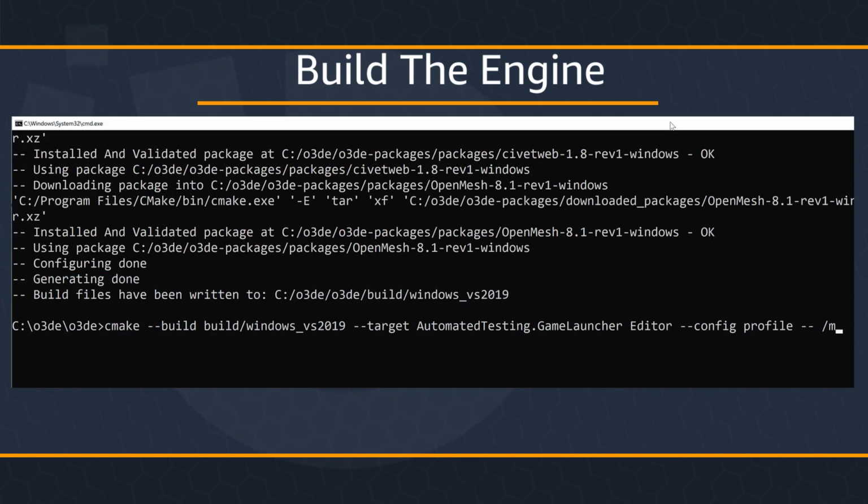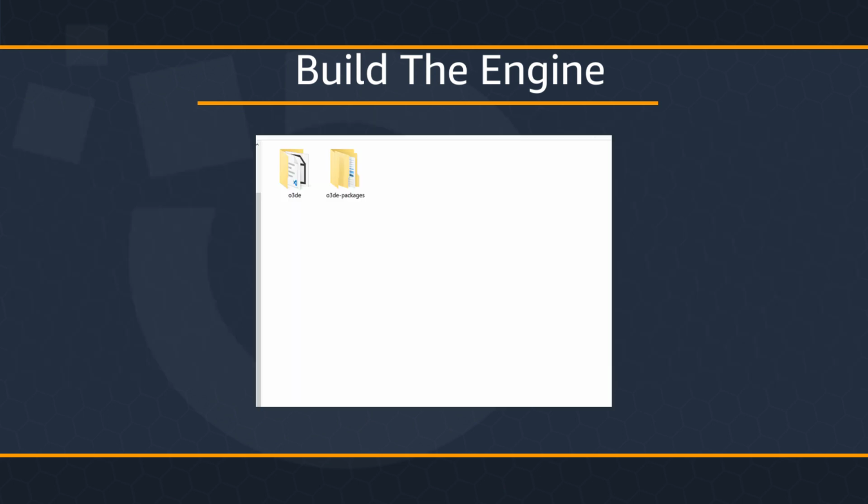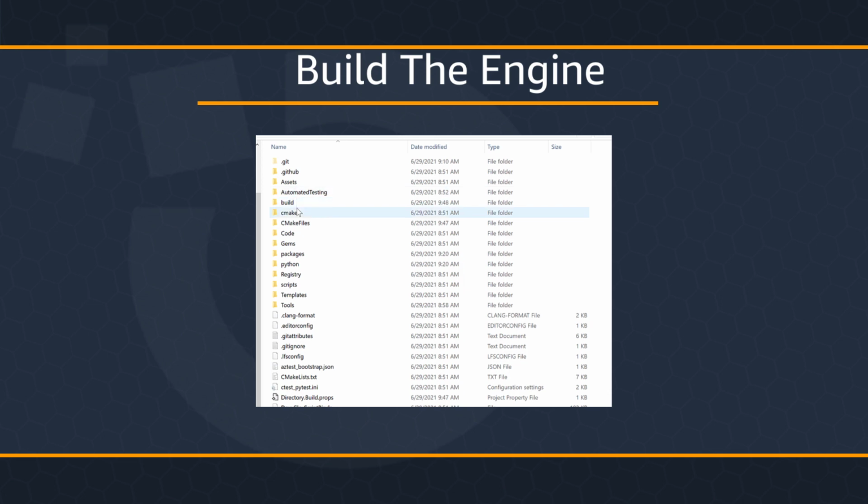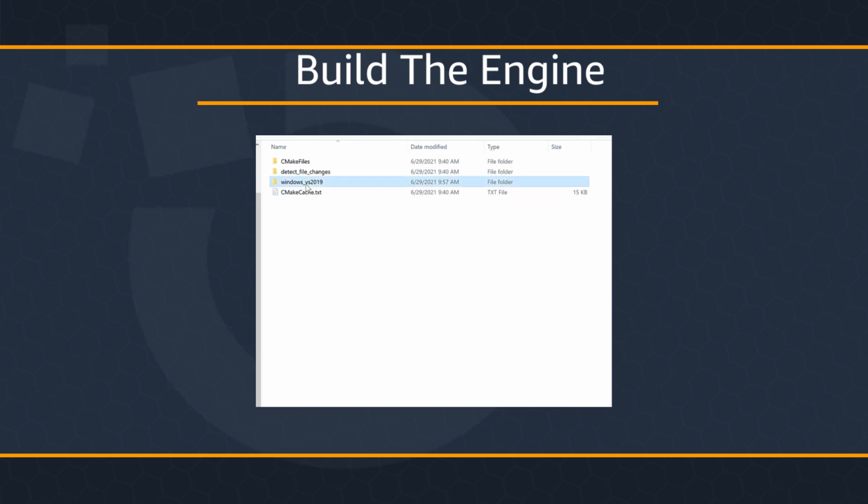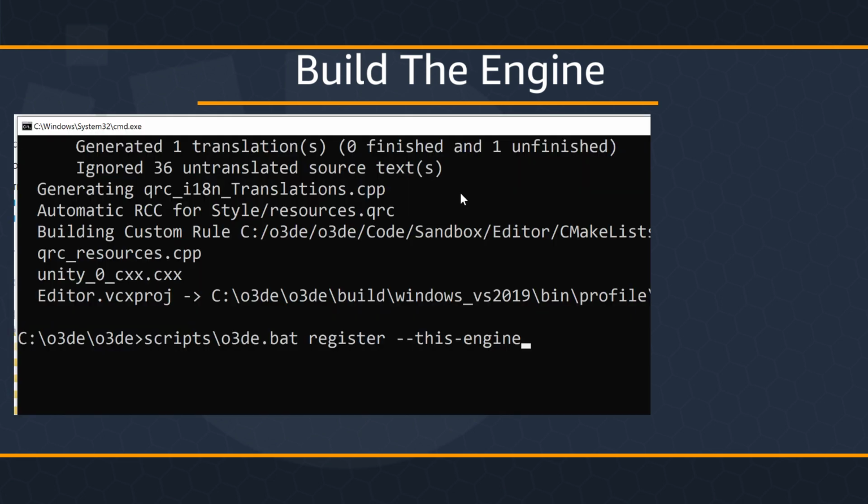Next, let's take a look at how to build the engine. We're going to use CMake to build the test project, engine, and tools. When specifying the editor as the build target, the asset processor and project manager will be built too, since these are dependencies of the editor. The profile build configuration is shown in this example. Again, this could take a few minutes, so I'm going to go ahead and pause the video as this builds out. Now that the build is complete, the tools can be found in the following folder: O3DE, build, Windows, version 2019, bin, profile. Next, we need to register the engine.